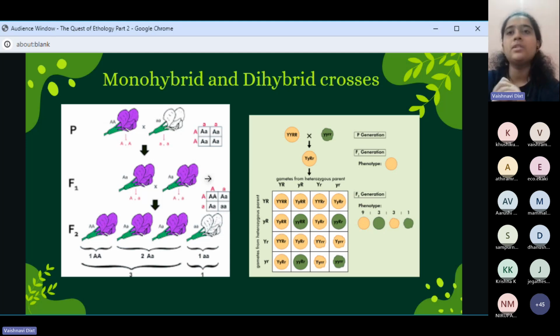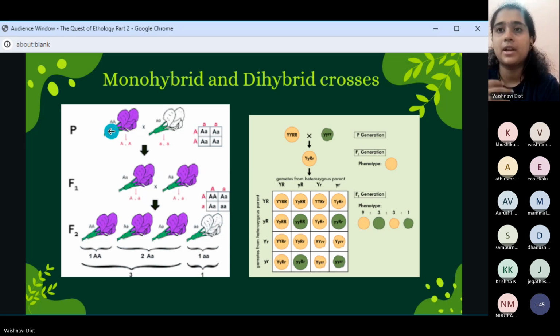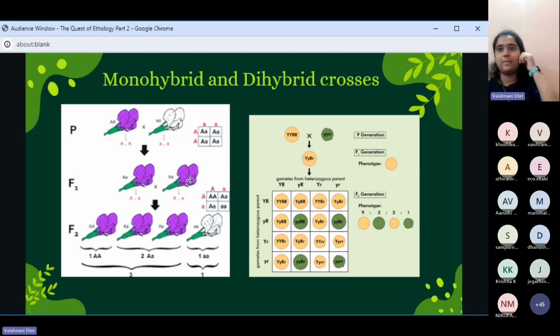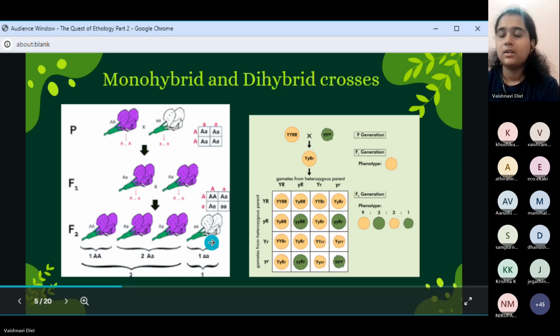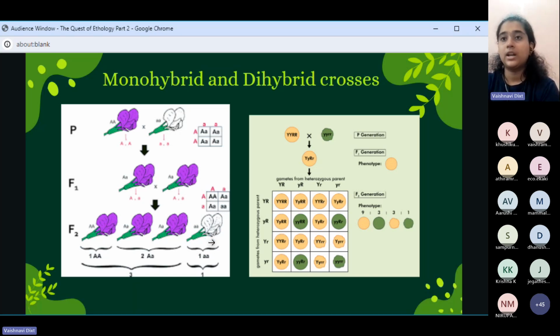So what he concluded was that these factors are present in pairs. One of them is a dominant allele, which is able to express itself if even one copy of the gene is present. The other one, which skipped a generation, is called the recessive allele. It cannot express itself; it can express itself only if two copies of the gene are present. This is what he concluded.